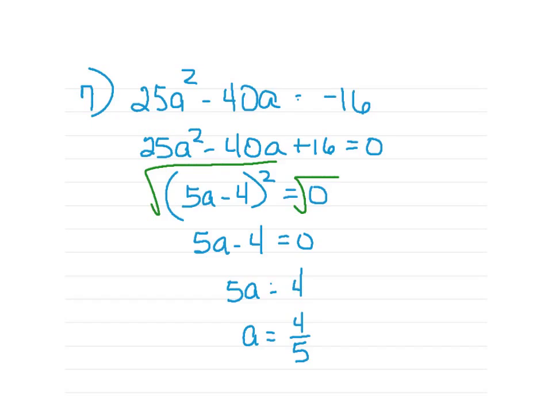Okay, number 7. Try this one on your own. 25a squared minus 40a equals negative 16. Press pause now, work this out, and then check your answer. Okay, there's only one root or one solution to this quadratic equation, and that is 4/5.